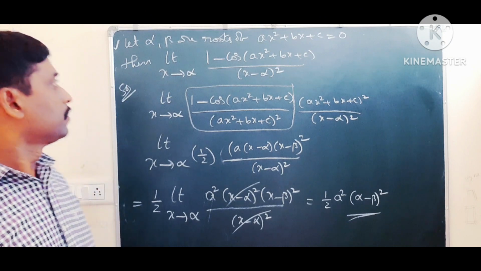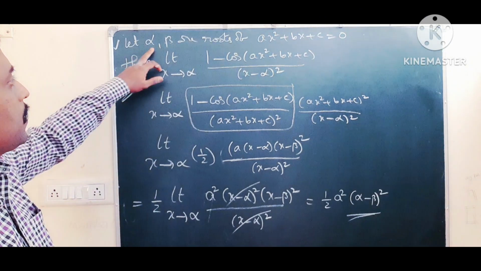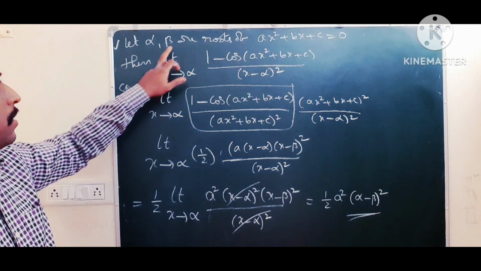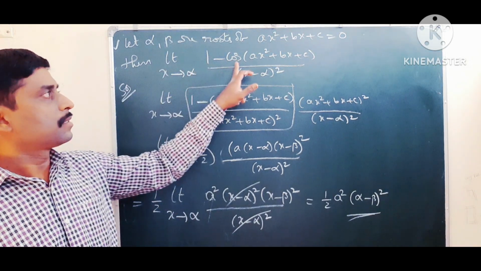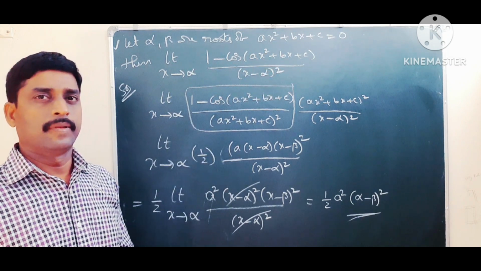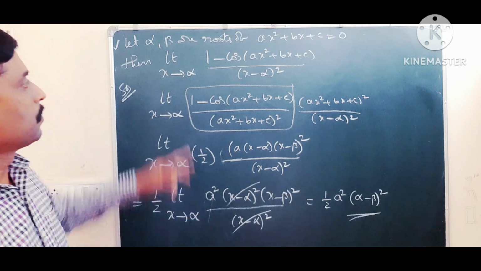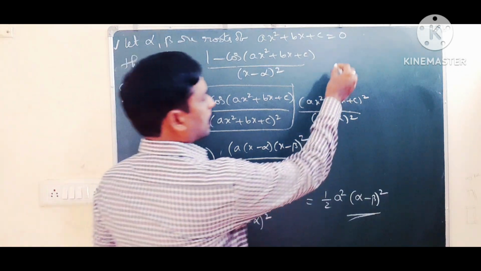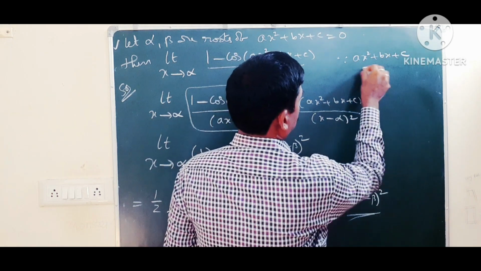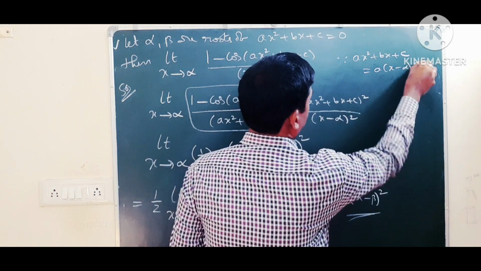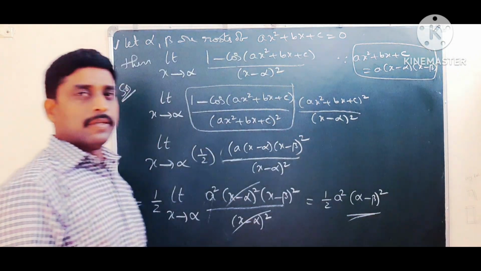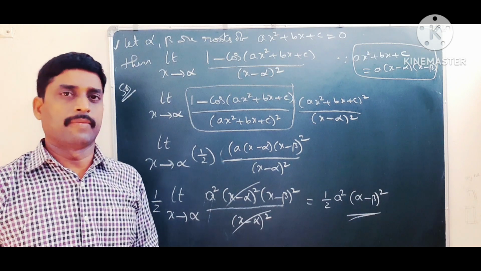Let us go to the next problem. So what is the statement here? Let alpha, beta be roots of ax square plus bx plus c equal to 0. Then find out limit x tends to alpha of 1 minus cos of (ax square plus bx plus c) by (x minus alpha) whole square. Here alpha, beta both are roots of ax square plus bx plus c. Here ax square plus bx plus c is nothing but a times of x minus alpha into x minus beta. Why? Because in the statement, alpha, beta are roots of ax square plus bx plus c.